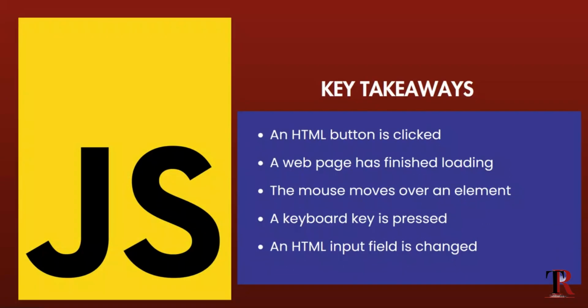So the key takeaways from this lesson are these. HTML events are what happens to HTML elements. And these are some examples of the events that can happen to HTML elements. When a button is clicked, it's an example of an event. When a web page has finished loading, when the mouse moves over an element, when a keyboard key is pressed in order to control something, maybe on a web page or on an interface, and when an input field is changed, probably when you have a form in your application. So these are some of the examples of events that can happen to HTML elements.